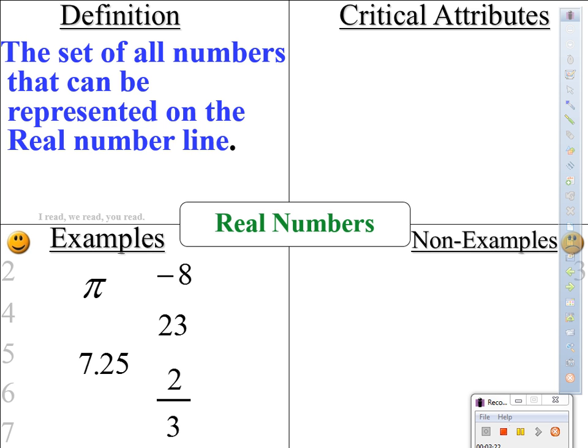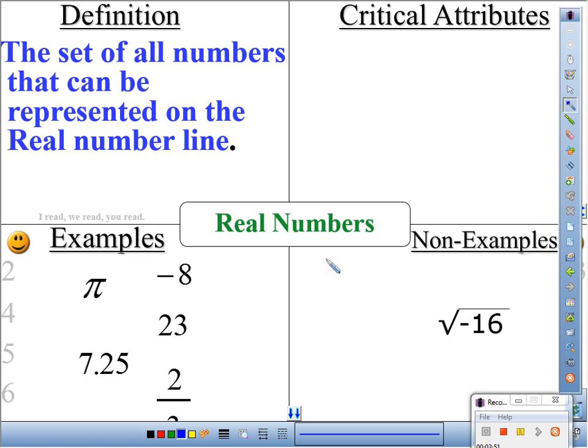However, what are not real numbers? You're like, wait a minute. I know all these numbers, so what is not a real number? Well, let me show you. Copy this one. Square root of -16. And I'll show you why it's not. Okay? So check this out. So we got our examples. We have our non-examples. So pens down, pencils down, eyes up here to the screen. Let me elaborate on this.